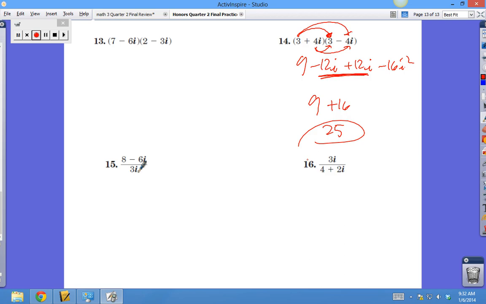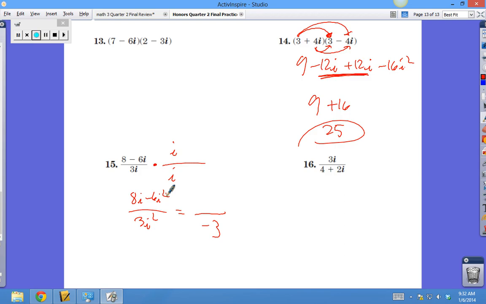Okay, 15. You cannot have an imaginary on the bottom, just like you cannot have an irrational. So you're going to multiply by a clever 1, just like you would your square roots. Times this by I over I. Your bottom is going to be 3i times I. That's going to be 3i squared, which is a negative 3. And then your top is going to be 8i minus 6i squared.